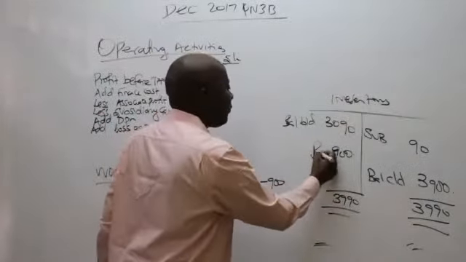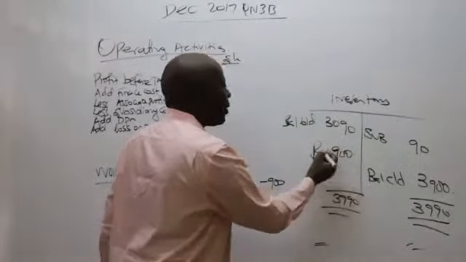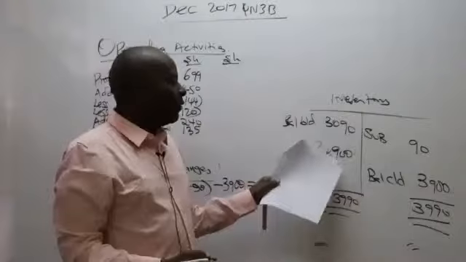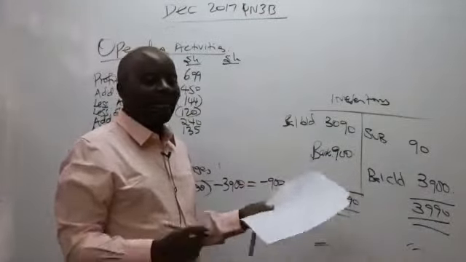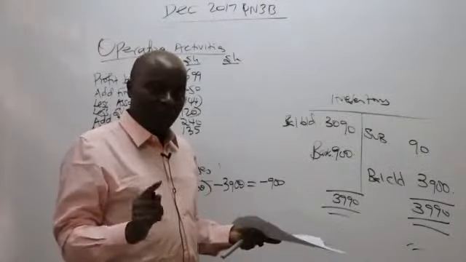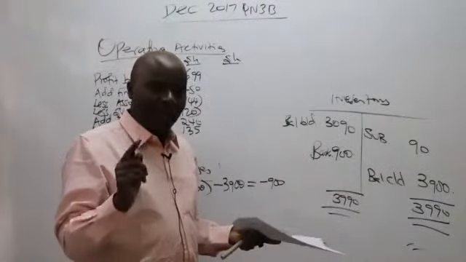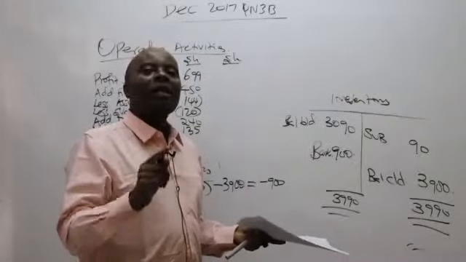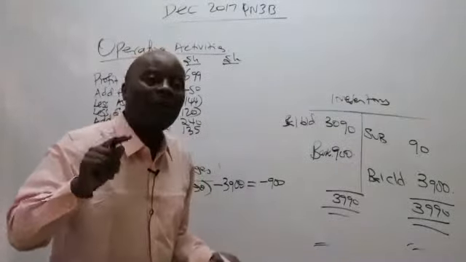So this balancing figure, ladies and gentlemen, basically what are we doing? We have debited our inventory with 900 and credited our bank. If you credit your bank, what does it mean? It means, ladies and gentlemen, that it is a cash outflow.